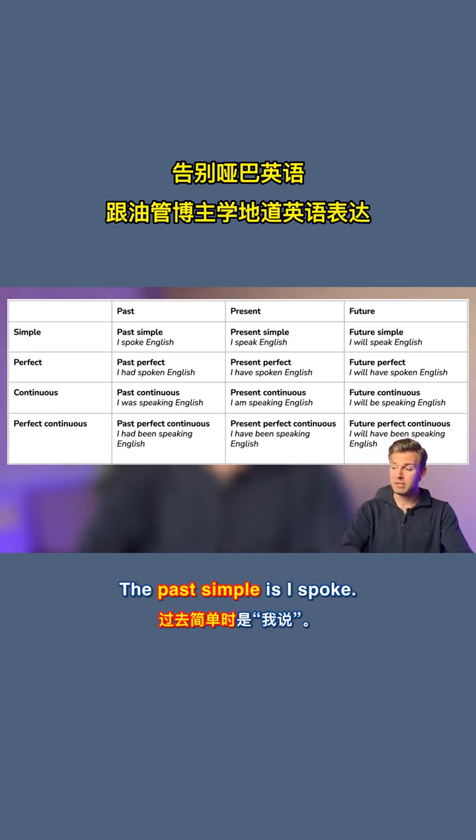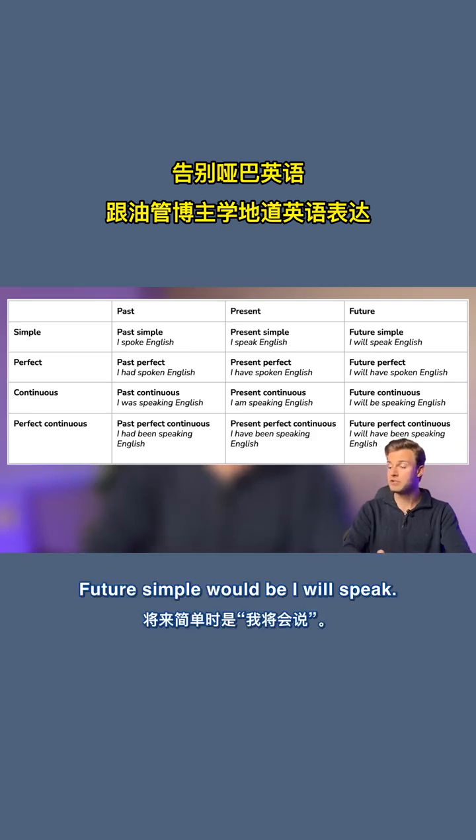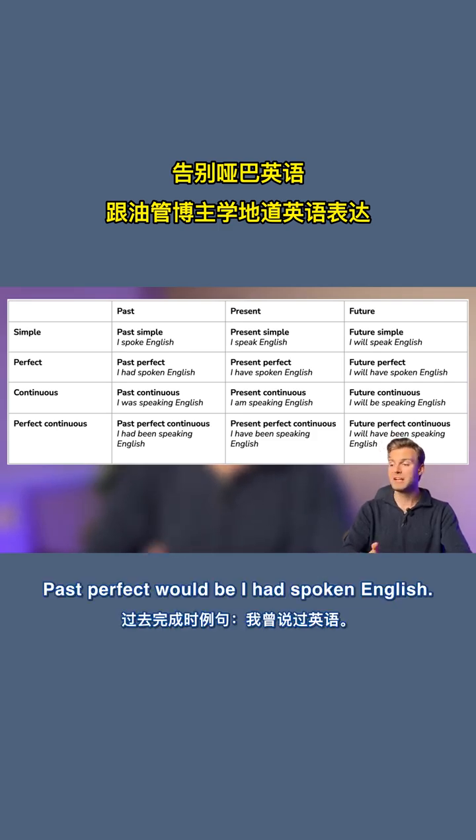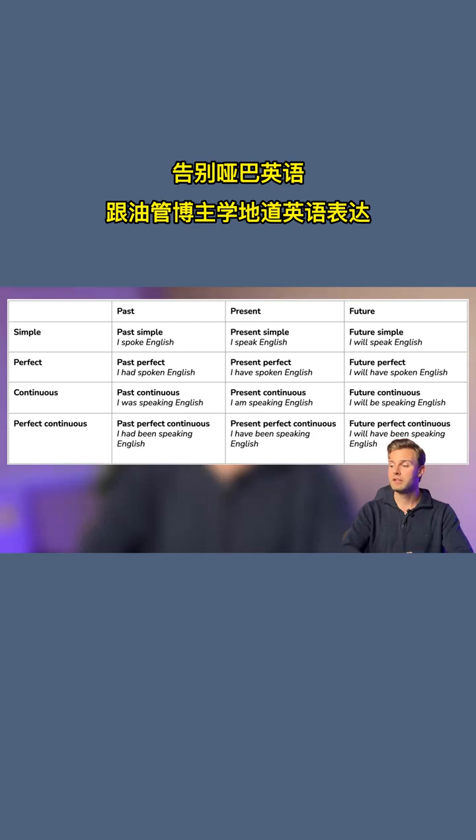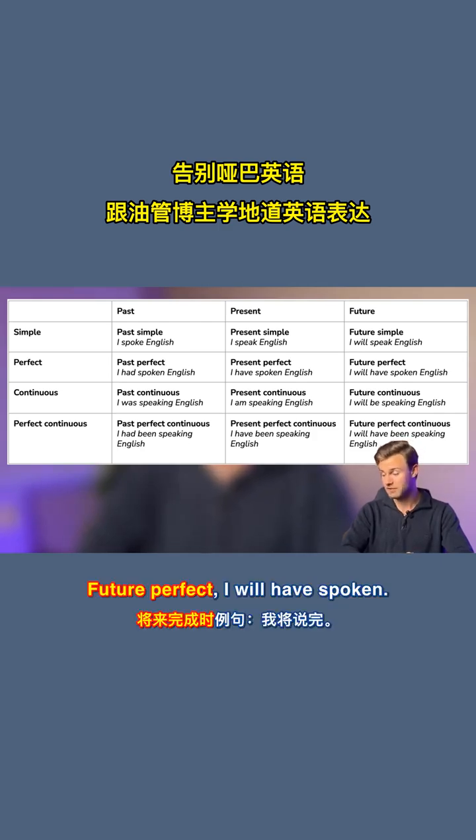The past simple is I spoke. Present simple would be I speak. Future simple would be I will speak. Past perfect would be I had spoken English. Present perfect, I have spoken English. Future perfect, I will have spoken.